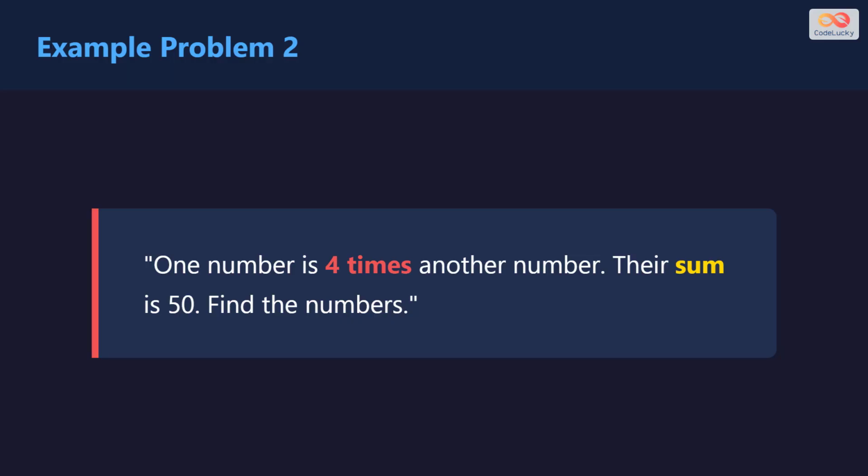Here is a slightly different example. One number is 4 times another number. Their sum is 50. Find the numbers. Notice that the first sentence compares the numbers using multiplication.